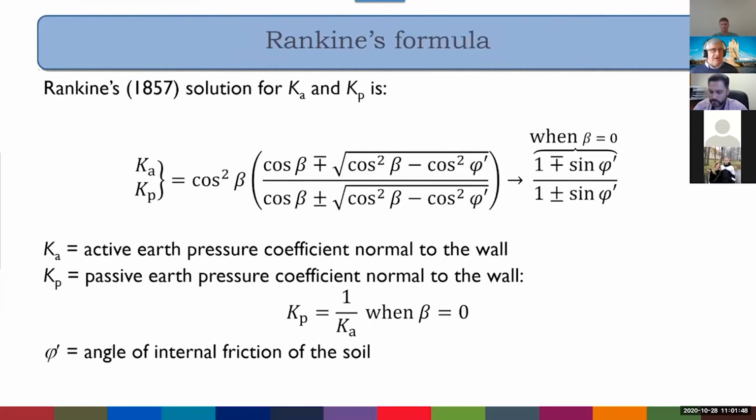So this is Rankine's formulation. It's simpler than Muller-Breslau's, based on a completely different set of theory. When the inclination of the ground surface is 0, you get the simplified formula on the right, which is the Rankine formula that most books will quote to you, but the correct formula is the one I'm showing here. Notice that in this formulation, when the ground surface is horizontal, Kp is equal to the inverse of Ka. So that's a simplification when the ground surface is horizontal. But this isn't the method I would necessarily use nowadays.